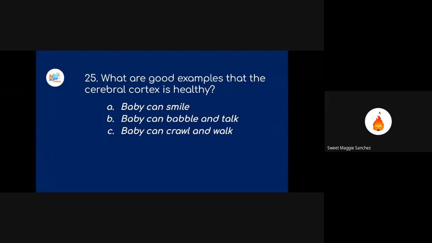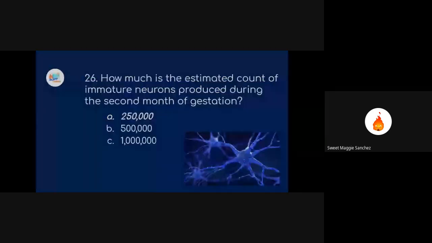Number 25. What are good examples that the cerebral cortex is healthy? So, bonus question. All answers are correct. It's a good sign that the baby can smile, the baby can babble, the baby can talk, they crawl, and they walk. If they can do all the stuff, malaking sign siya na ang cerebral cortex niya is healthy.